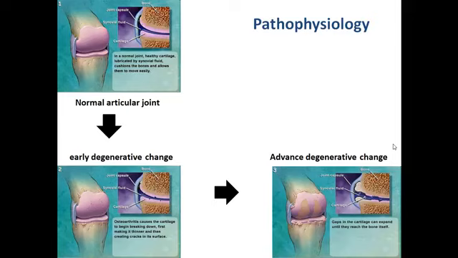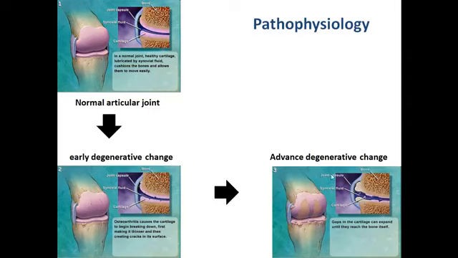Here it shows the pathophysiology. You see in the first picture there is a normal articular joint where the space of the joint is very clearly shown, and the articular surface is also smooth. Early degenerative change, where you see the breakdown of the articular cartilage gradually, and the osteophyte formation has also started. Here is the osteophyte nipping.